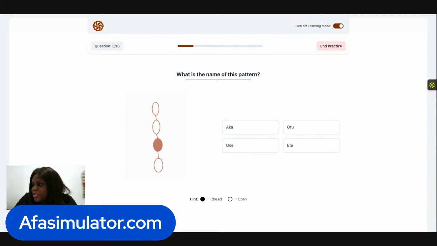Oh, I'm getting them right already. Don't get too excited, Dochi. This is not Aka. This is Ite, I think. Yep. Oh God. I think it's Akoloba. I want to say Ijite. We're getting it. Let's see. This is Ofu. Yeah, this is Ofu.